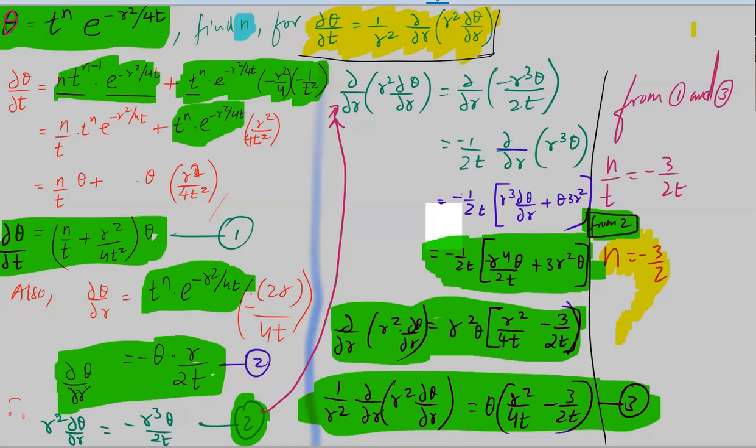Any doubt? You may ask a doubt here, how you got n upon t equal to minus 3 by 2t. See, if you write equation 1 as n by t plus r square upon 4t into theta, equal to equation 3, theta into r square upon 4t minus 3 upon 2t.